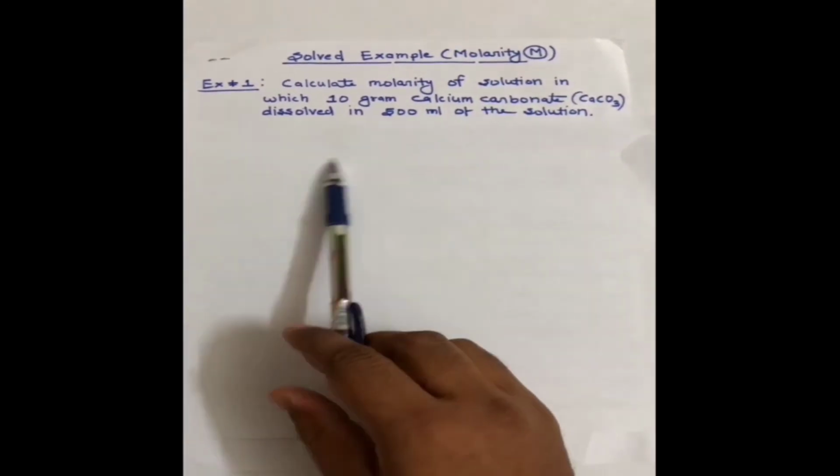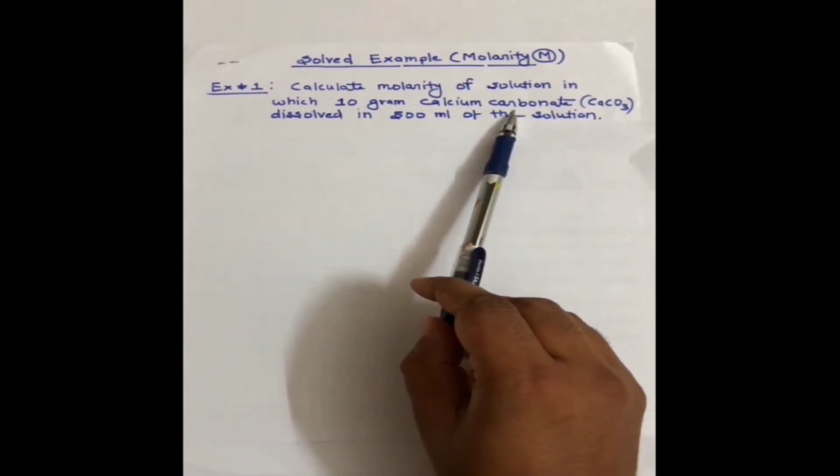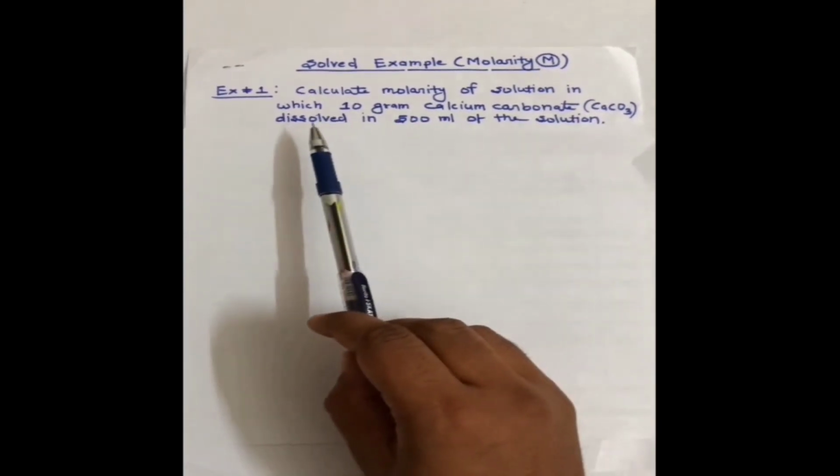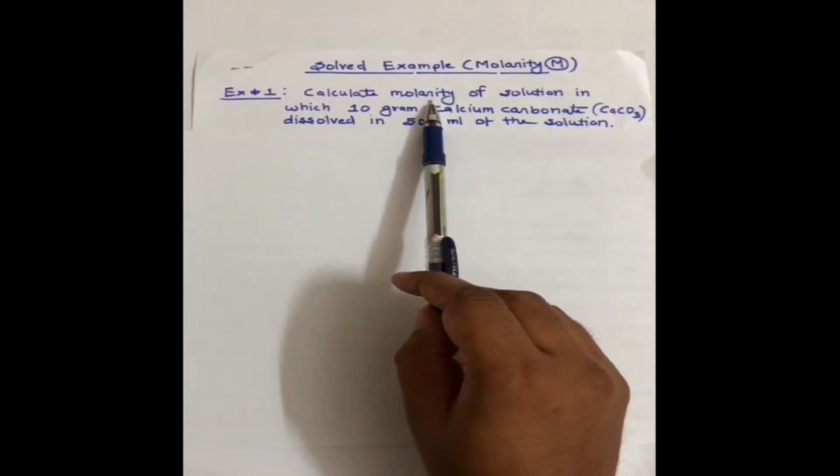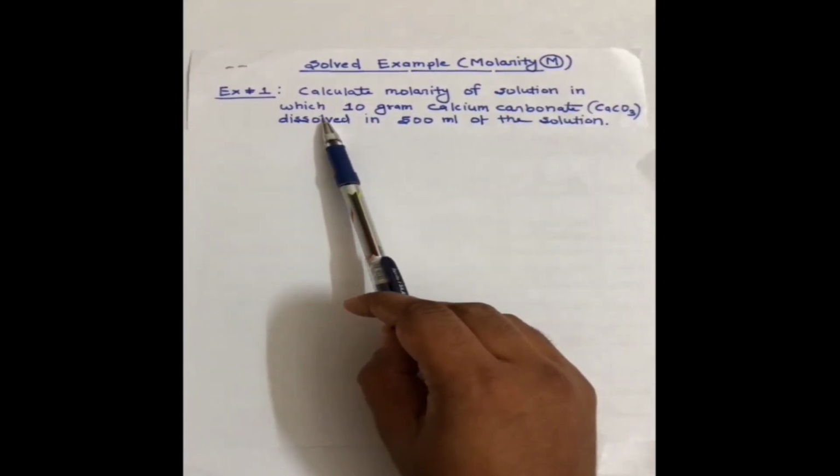Dear students, in my previous video lesson we discussed molarity, its definition, its unit and the expression for molarity. Today we are going to solve a numerical problem based on molarity. Suppose there is a question in which 10 gram calcium carbonate, that is CaCO3, is dissolved in 500 ml of the solution, and we have to calculate the molarity of this solution.